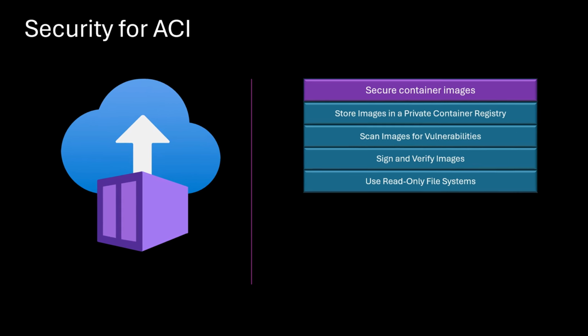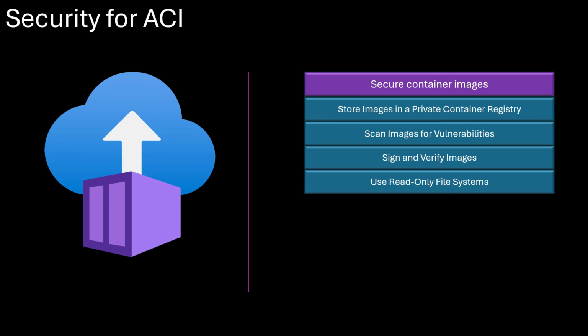The images you use in ACI must be free from vulnerabilities and unauthorized modifications. How can you do this? You store images in a private container registry. You can use Azure Container Registry instead of public registries to ensure your images are trusted and verified. You scan images for vulnerabilities. You can enable Microsoft Defender for containers to detect security flaws before deployment.